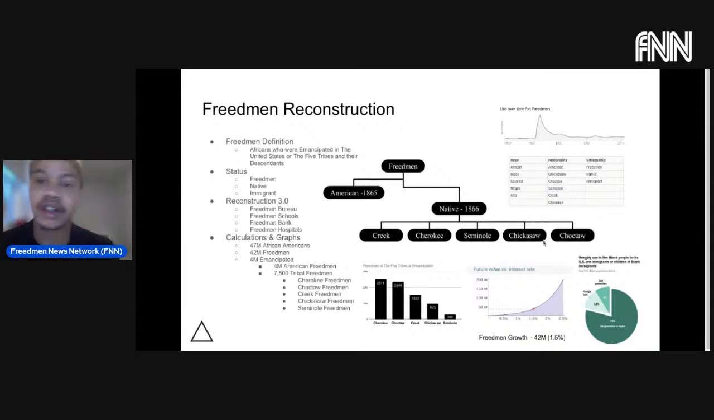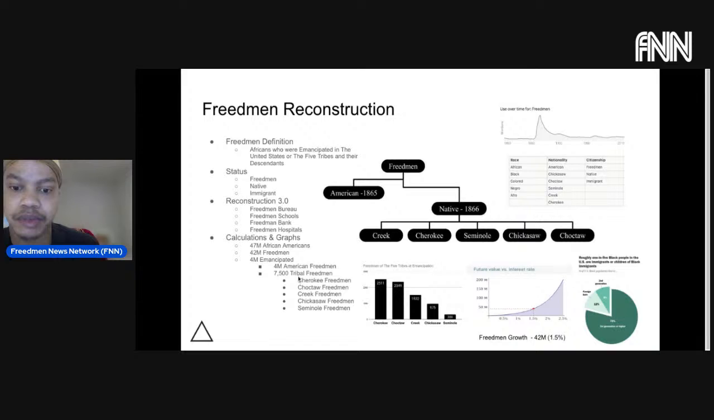And then in terms of numbers, before I go into Reconstruction, 4 million of us were emancipated in the United States. 7,500 were emancipated from the five tribes. 2,500 were emancipated from the Cherokees, 2,300 from the Choctaw, about 1,500 from the Creek, about 1,000 from the Chickasaw, and about 300 from the Seminoles.